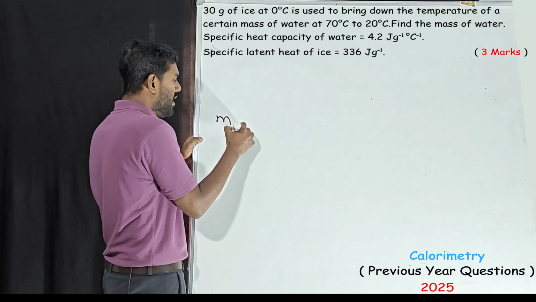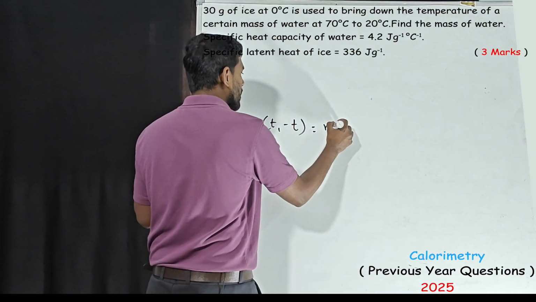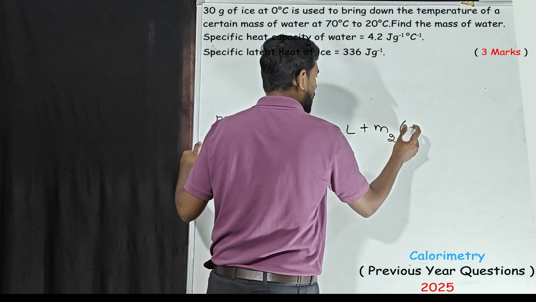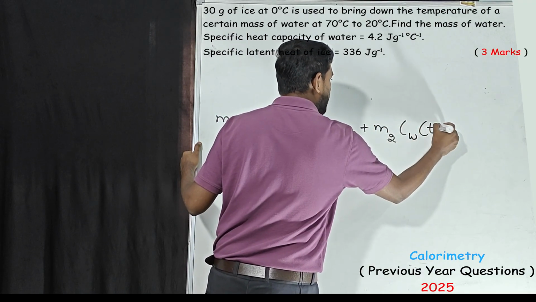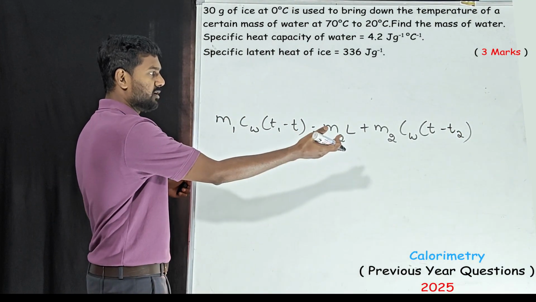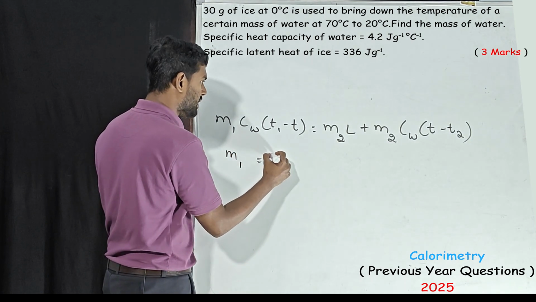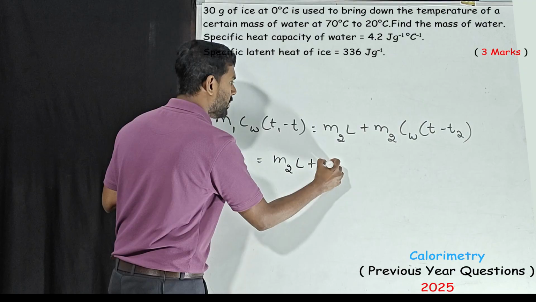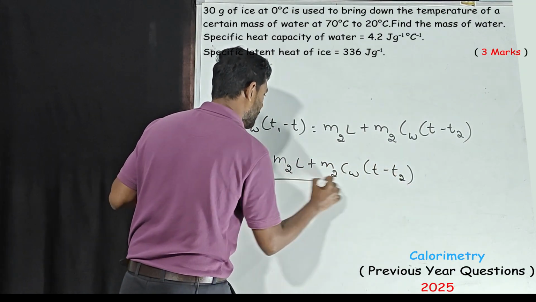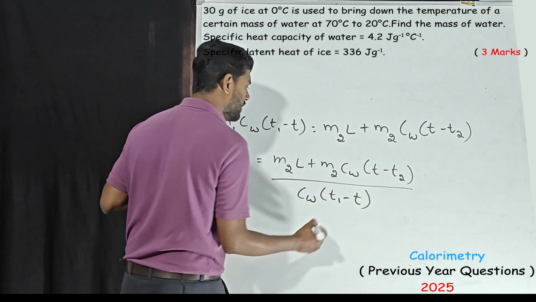See, what is the formula? m1 Cw (T1 minus T) is equal to, we are adding ice, right? m2 L plus m2 Cw (T minus T2). Correct. This is the formula. Here everything is given except m1. So to find m1: m1 is equal to m2 L plus m2 Cw (T minus T2) divided by Cw (T1 minus T).